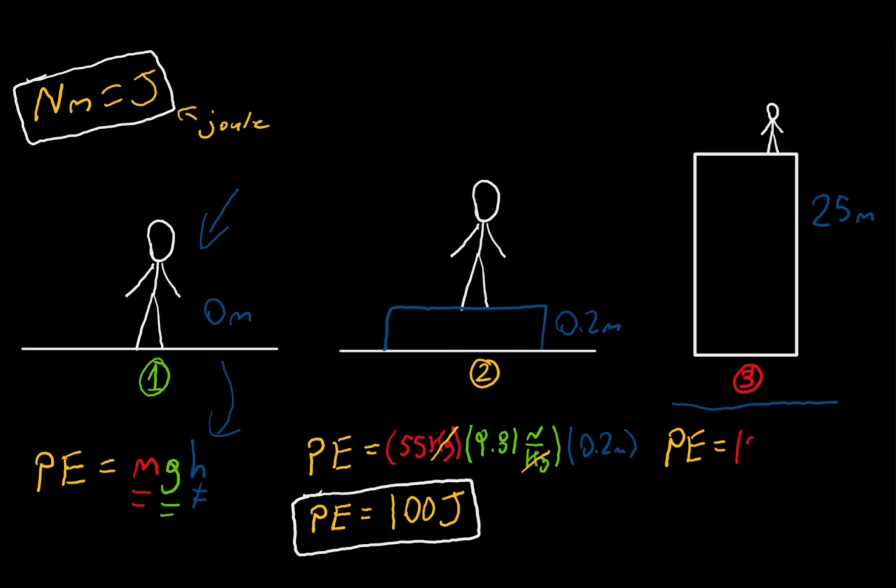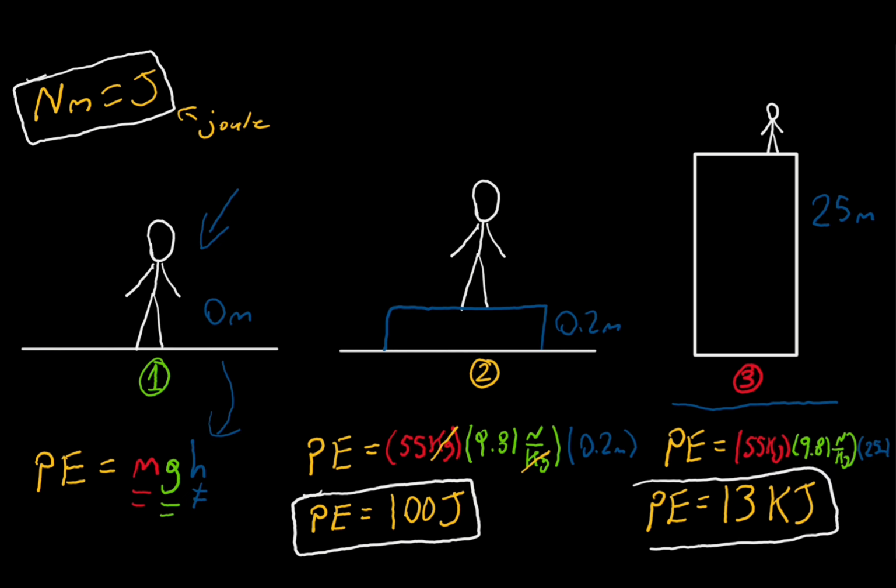Moving on to scenario 3, plugging in the same mass of 55 kilograms, multiplied by the gravitational field of 9.81 newtons per kilogram, multiplied by the height of 25 meters. This gives us a final answer of 13,000 joules, or 13 kilojoules. Now these numbers don't really mean much by themselves, but if we compare these two numbers, based on their scenarios, we can get a better understanding of potential energy.